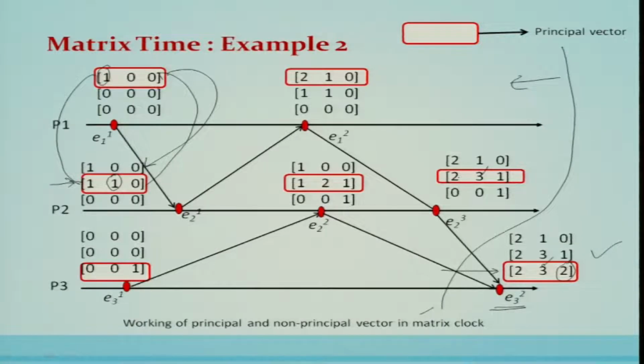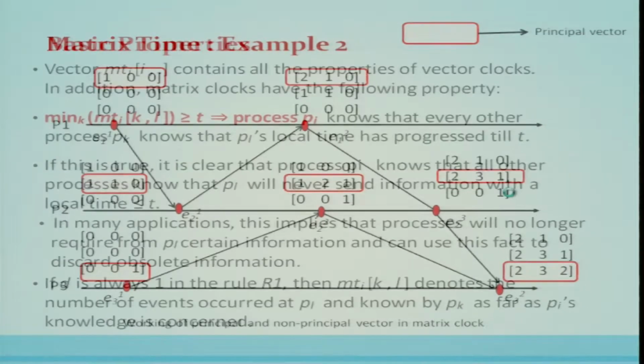Similarly, it is having the vector 2, so it will be updated. So the vector clock and scalar clock both are updated. Now as far as the vectors of other processes are concerned, they will be copied. Similarly, this also will be copied over here. So this is the matrix time, and we have seen the working of a matrix clock.